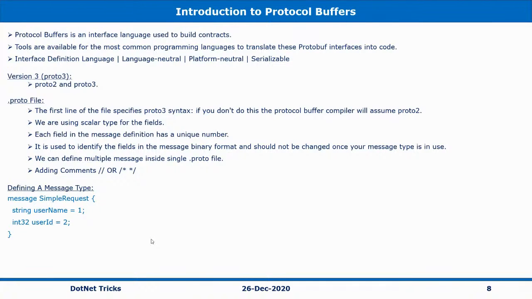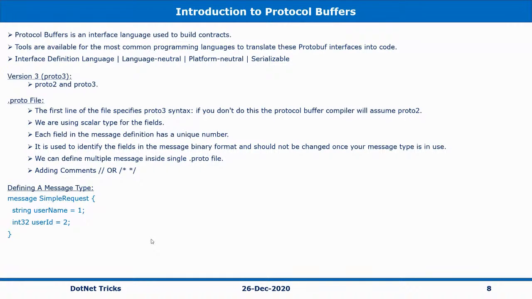And this interface definition language is language neutral, platform neutral, serializable. Okay, we'll see how to create one in a few minutes from now. And if you see this dot proto file, the first line will always be this proto 3. There are proto 2 and proto 3 versions. We use the proto 3 version, and each field should have a unique number.